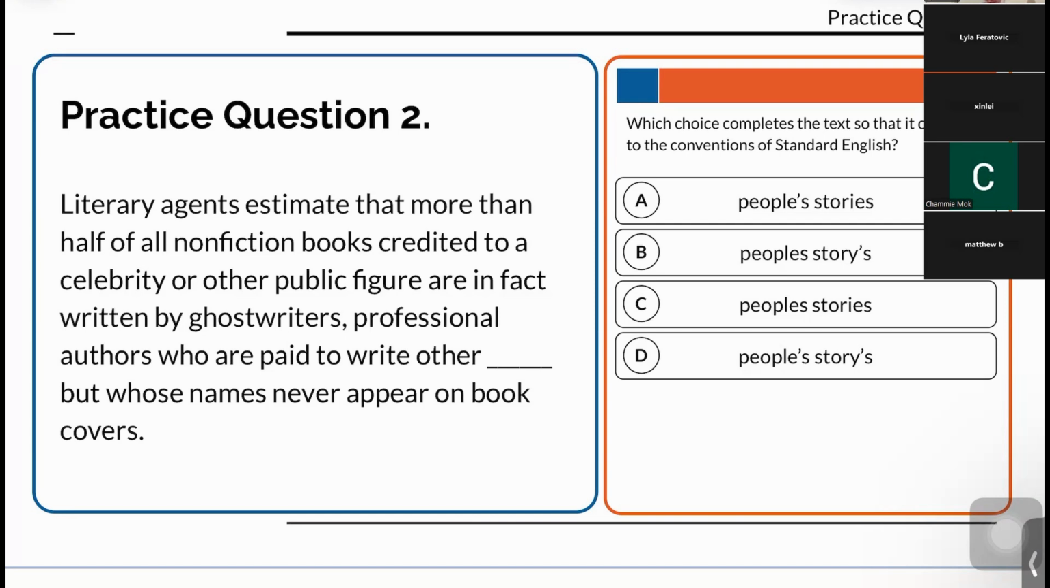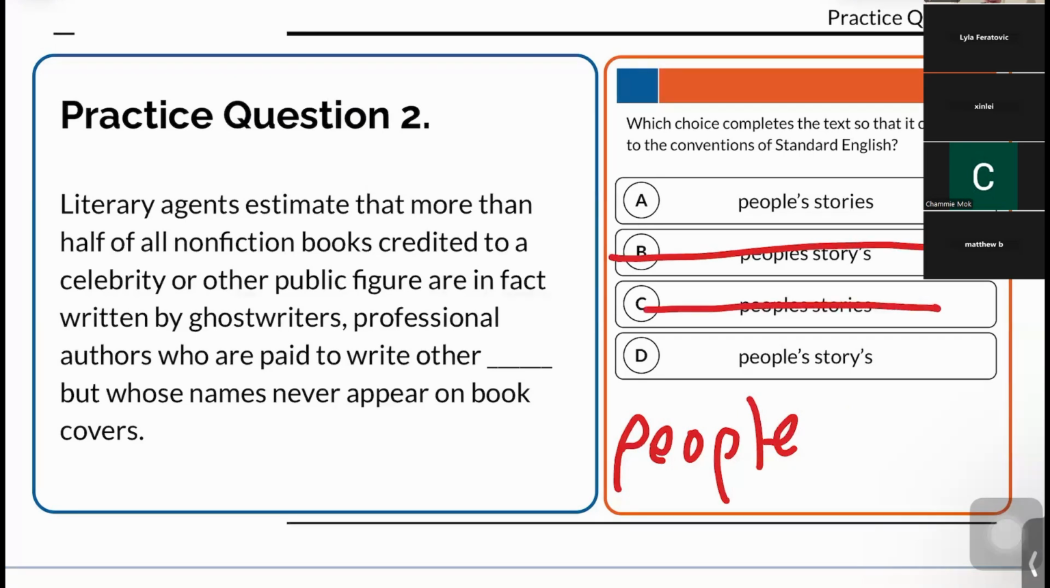All right, let's break this one down. People is already the plural form of the word person, so peoples isn't really a word. If you see peoples in any of the answer choices, you can eliminate those. What distinguishes D from A is the story's apostrophe s. Is the story possessing the but? That doesn't really make sense. So in this case, A is the correct answer.